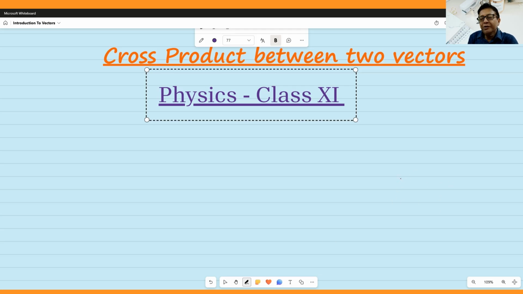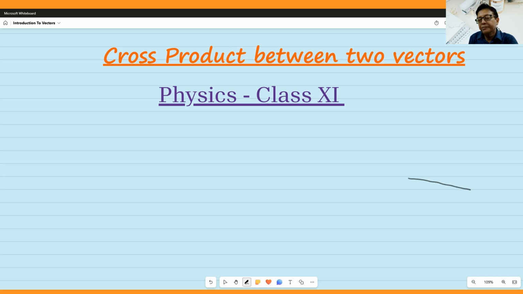Okay, let me draw these two vectors, vector A and B. This is A vector, this one B vector. The sense of this angle is as if you are rotating from vector A to vector B. And then we are taking one unit vector.